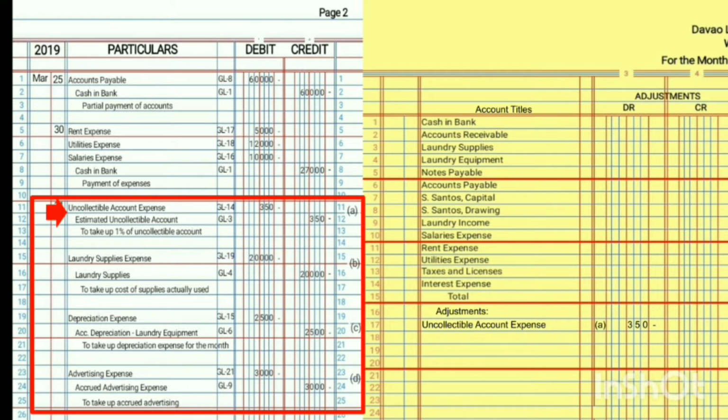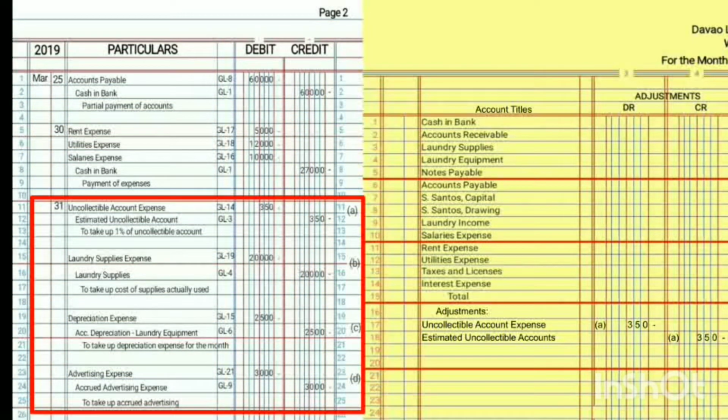So, wala. So, we need to add another account. And ito nga yung estimated uncollectible account. So, this is a credit. So, yung amount, ilalagay din natin sa credit. So, we have here 350. And then, don't forget to put letter A. So, this is an indication that this is the credit entry for the adjusting entry letter A.